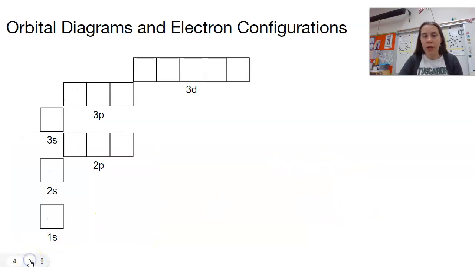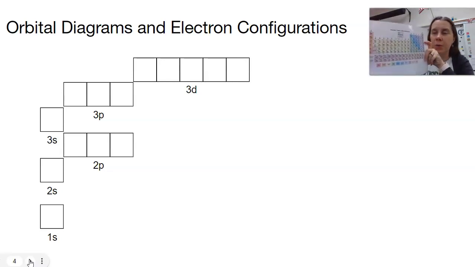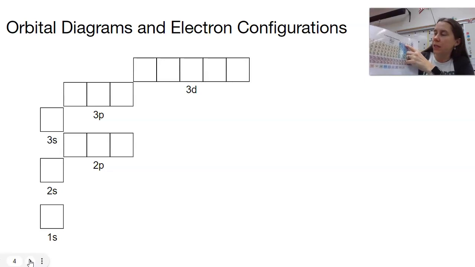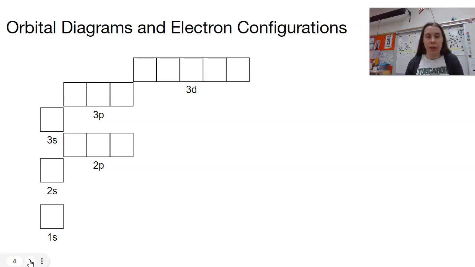All right, let's do one more example with an abbreviated configuration. This time we're going to do nitrogen. All right, so first we've got to find nitrogen on our periodic table. It is over here. It is number 7, so it will have 7 electrons, right?